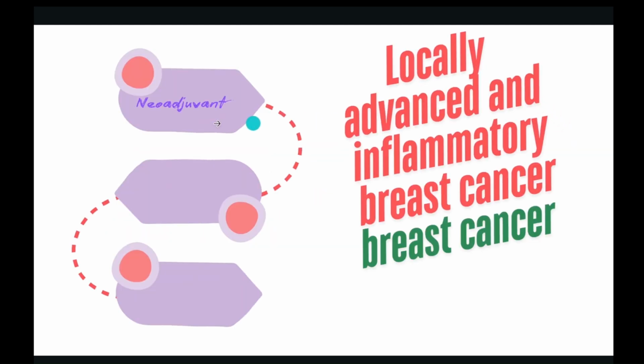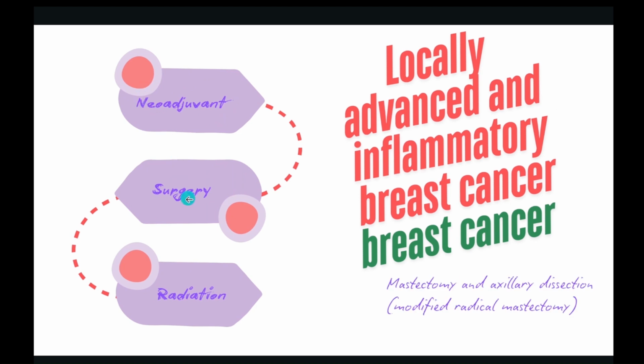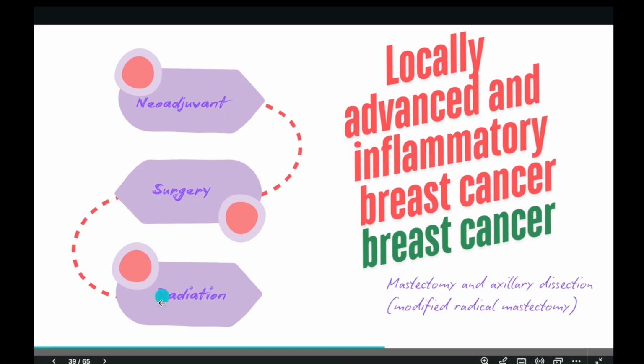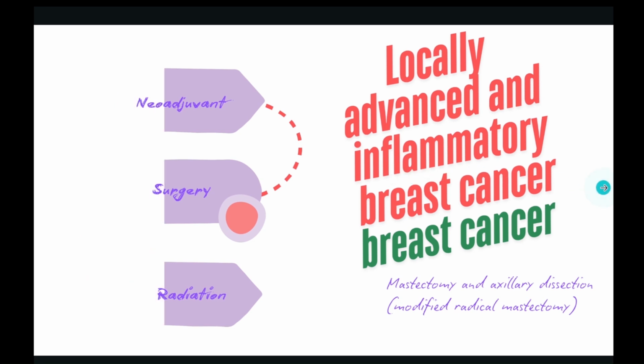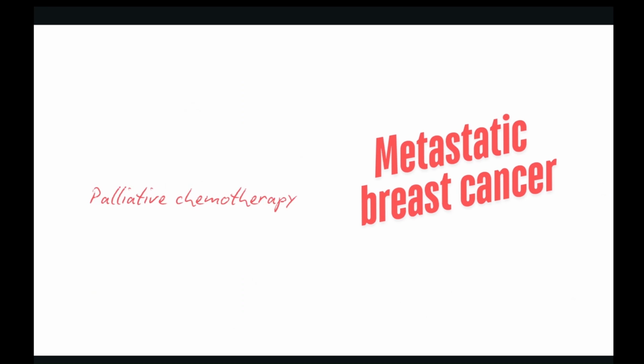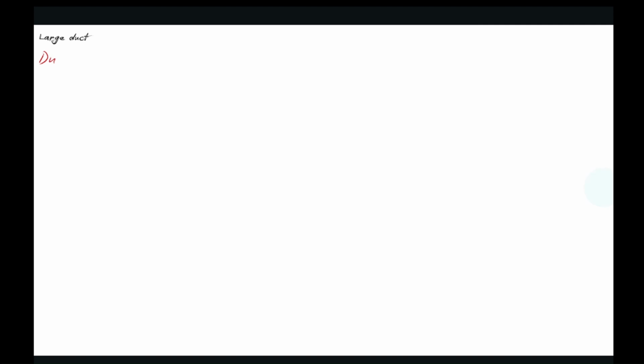In locally advanced breast cancer, we start them on neoadjuvant chemotherapy, then surgery, and then the patient can go for radiation. The surgery is not less than mastectomy and axillary dissection. For metastatic breast cancer, we can take them for palliative chemotherapy.